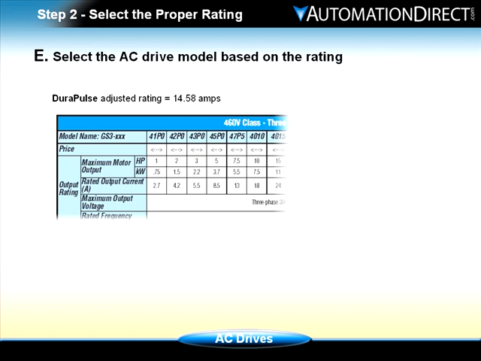For the Durapulse drive, the adjusted rating is 14.58 amps. According to the specification chart, a 7.5 horsepower drive rated output current of 13 amps is not sufficient for our application. Therefore, we will use the 10 horsepower drive rated at 18 amps.